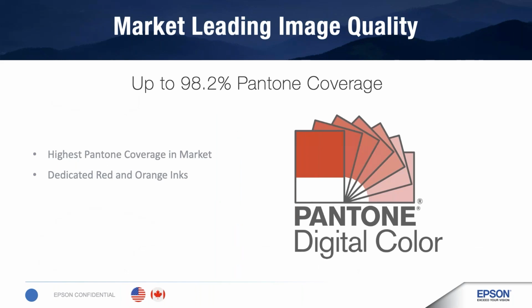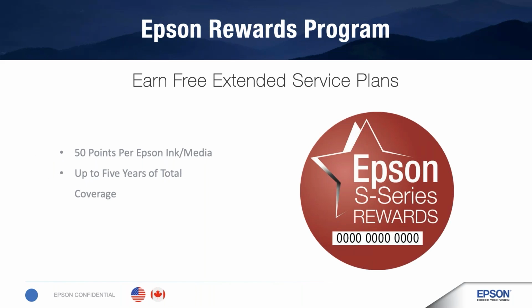Again, with the S80 and the red and orange, we have about 98.2% of the Pantone coverage. Also, one thing that's a little unique to us, everybody loves points, whether it's flyer miles or hotel points. Everybody wants to earn points to get a discount. So what we did was we have our Epson S Series rewards program. For every ink cartridge you get or every Epson media you buy, you can get 50 points, and you can actually put that towards a discount on extended warranties, or if you use enough ink, you can actually cover your full warranty there.